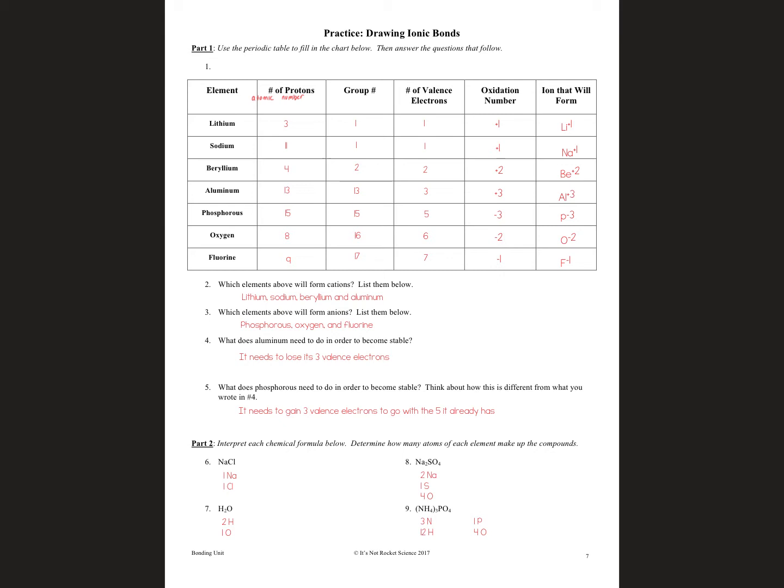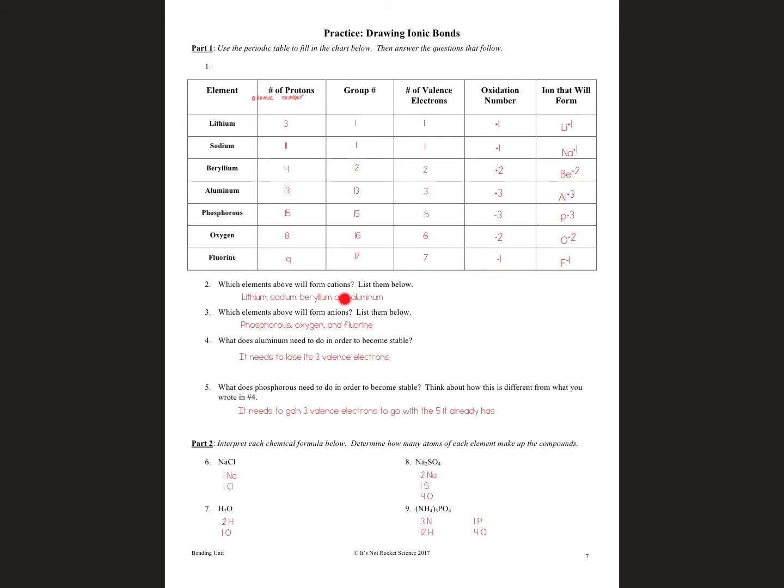Sodium is 11, also in group 1, 1 valence electron, oxidation +1, so it's Na+1. Beryllium, 4 protons, group 2, 2 valence electrons, +2, so it's beryllium +2. When we get into the larger groups, group 13 has 3 valence electrons, so it's a +3. In group 15, 5 valence electrons, so that's a -3, because it's going to gain 3 electrons to fill its outer energy level. Oxygen's going to gain 2 electrons, and fluorine would gain 1 electron.